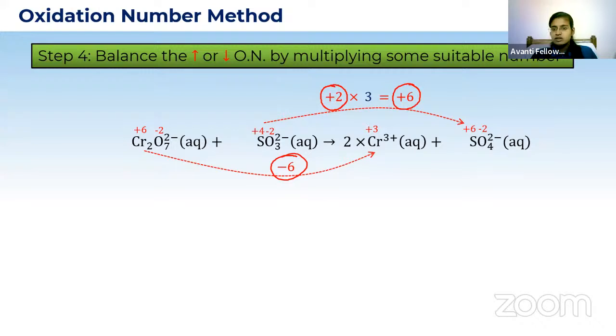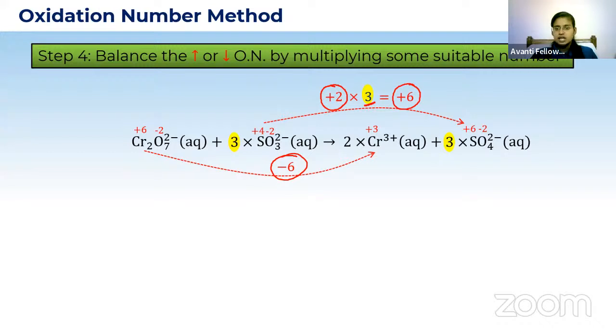The number of electrons lost and gained are now equal. So this is the suitable number which I have used to balance the charges. So 3. Since I have multiplied this by 3, I have to multiply the sulfur by 3 in both the sides.